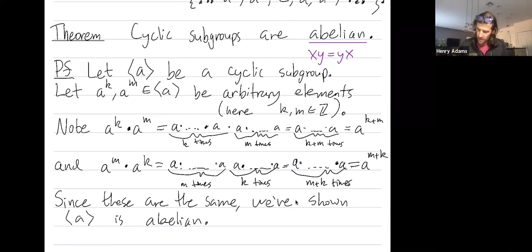So since these are the same, I could put this equality here. I've shown that these two arbitrary elements combined in this order is always equal to those two arbitrary elements in the cyclic subgroup in the opposite order. And therefore, cyclic subgroups are abelian.